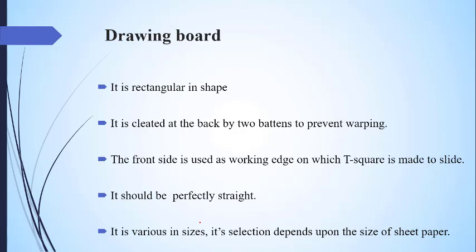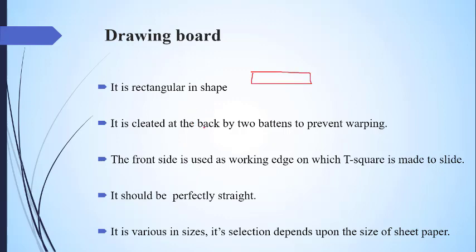The first one is drawing board. It's clear that every board we see is used, for example, a whiteboard or blackboard. Like these boards, there is a drawing board. However, the drawing board is not fixed on the walls, etc. It can be used on the ground like a table. It is rectangular in shape.